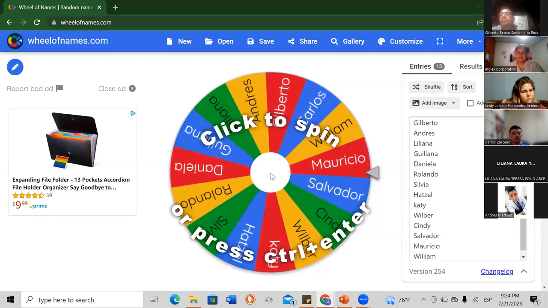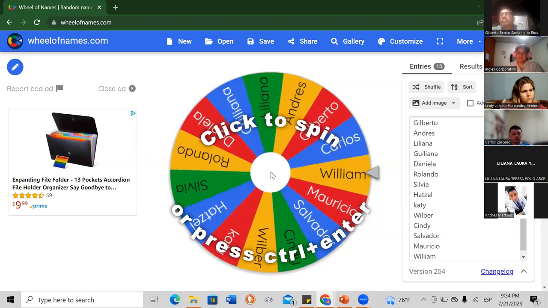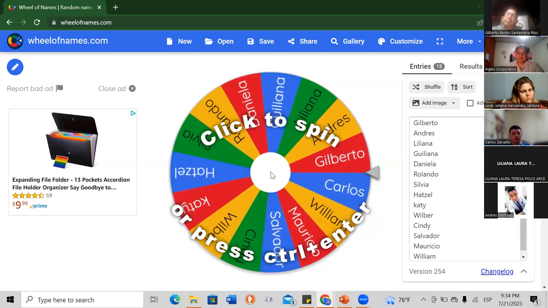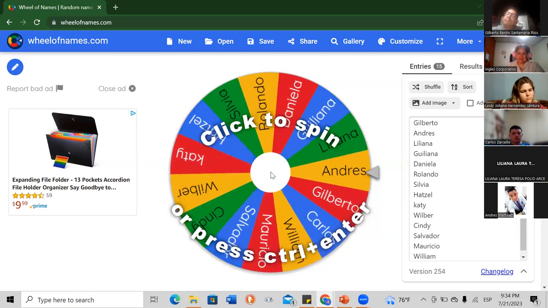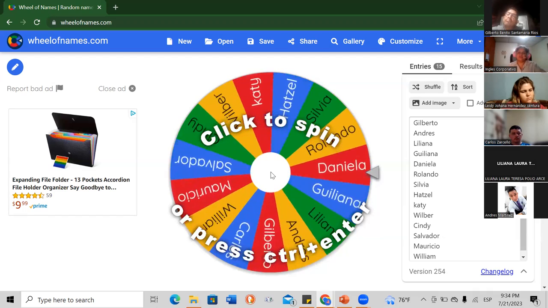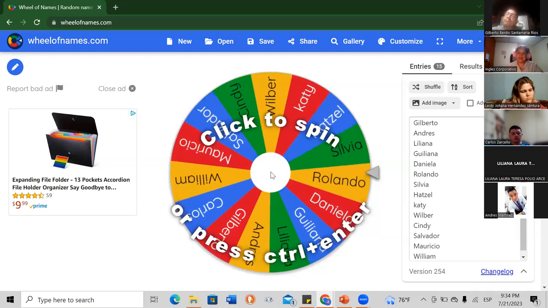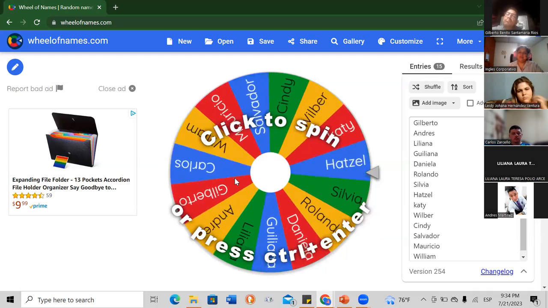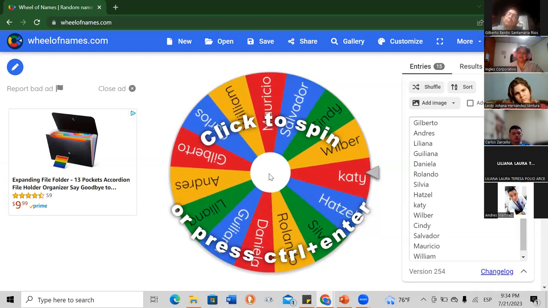Okay, let me see who will be the first one. Think who will be your partner, okay? The one that you are going to ask the questions. Have that in mind. ¿A quién le van a preguntar? And what kind of questions in past tense?